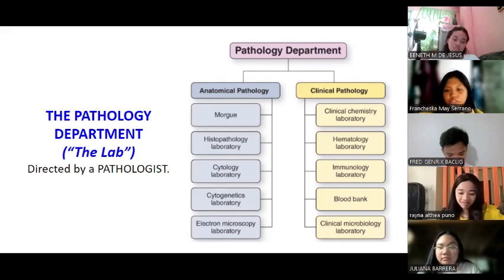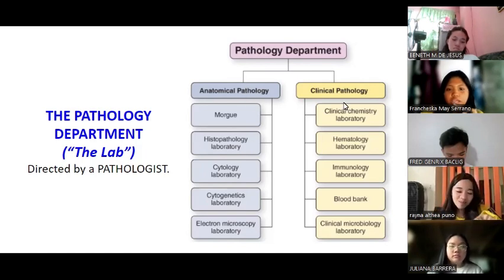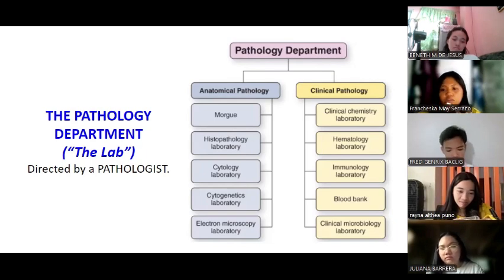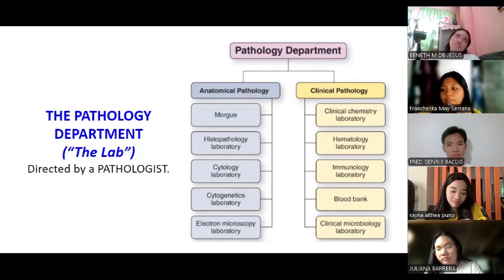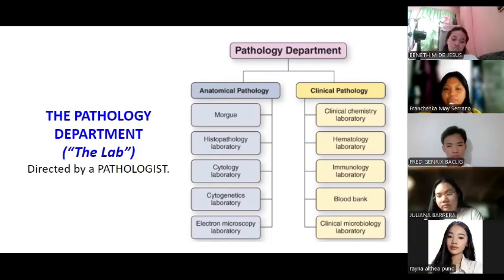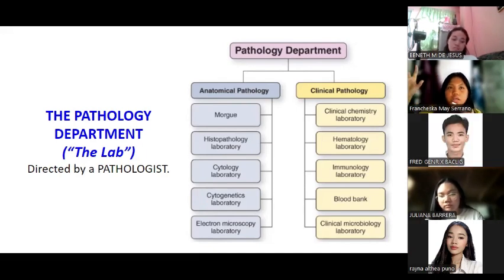The two major divisions of the pathology department are anatomical pathology and clinical pathology. The difference between anatomical and clinical solely depends on the type or kind of sample that they study. Sa anatomical pathology, there are more on the samples from organs and tissues. And then sa clinical pathology naman, their specimen is usually body fluids like blood, urine, and saliva to diagnose if may infection.